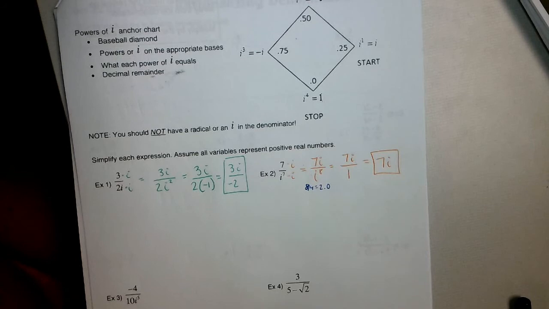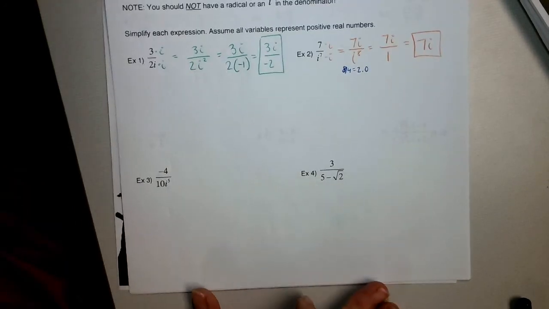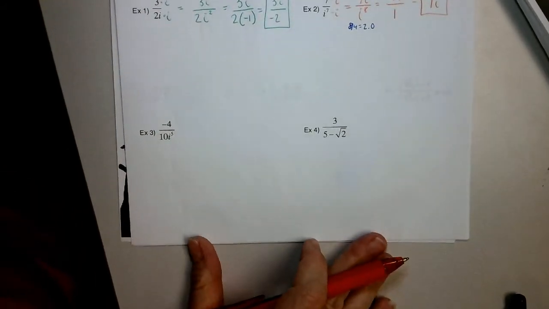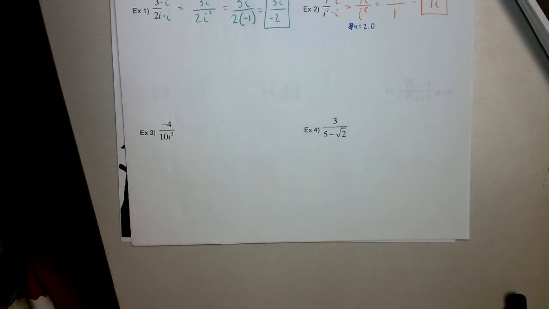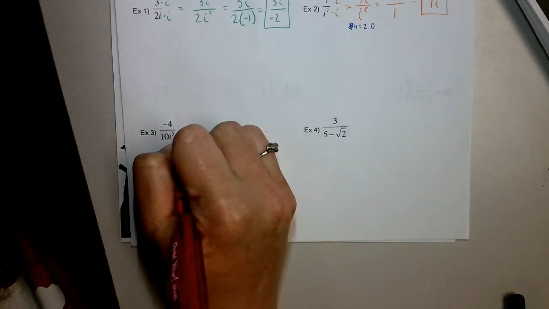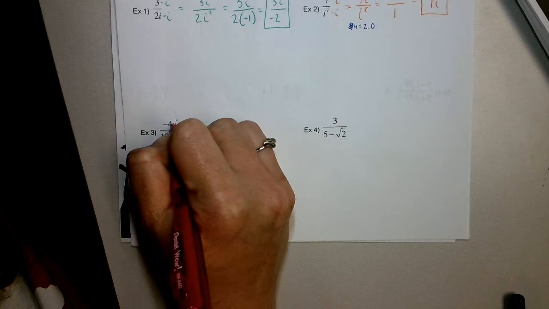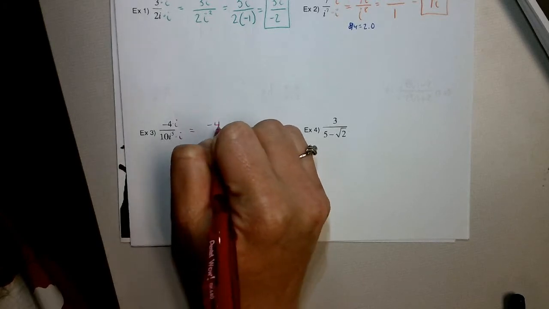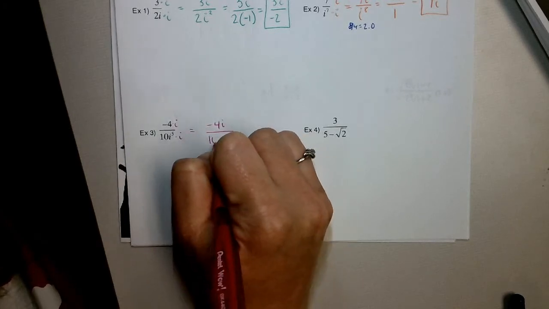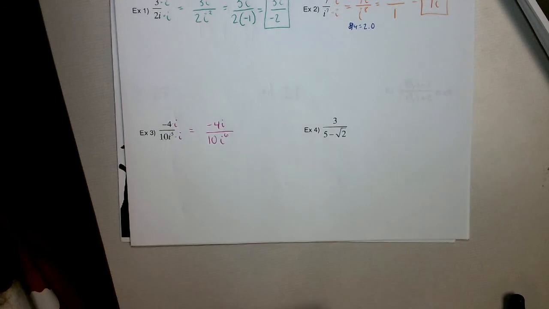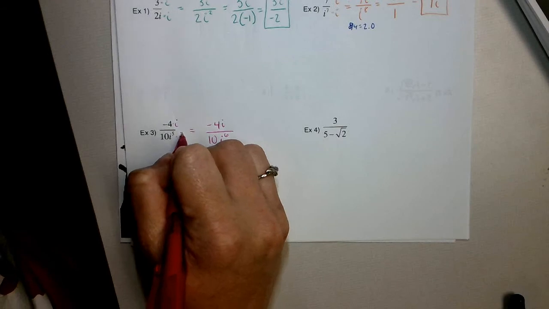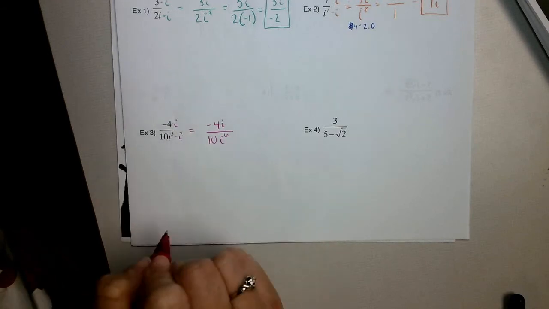Okay, so let's look at example 3. Again, we have an odd exponent, so I'm going to multiply by i. And I get -4i over 10i to the 6th, because remember, you just add exponents when you're multiplying. So 5 plus 1 is 6. Now, i to the 6th.